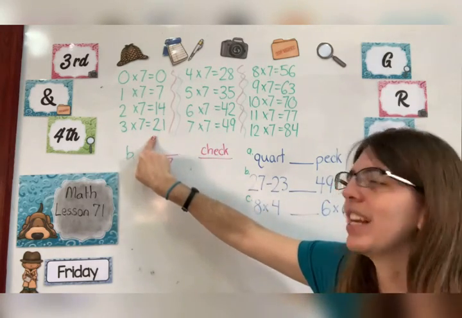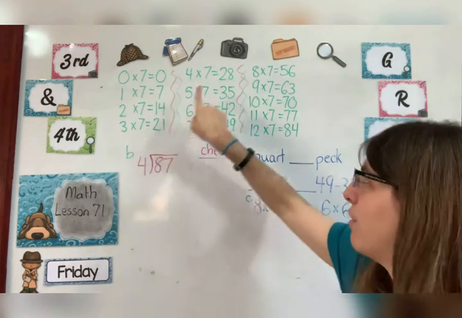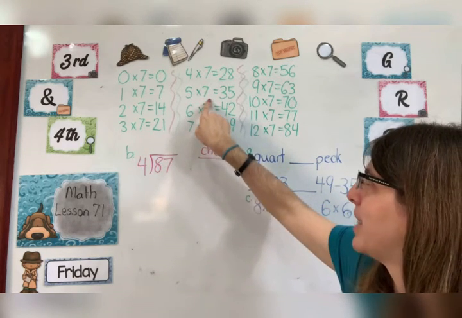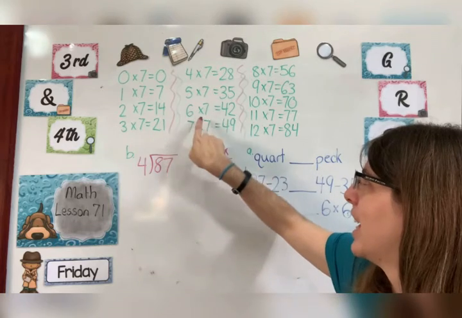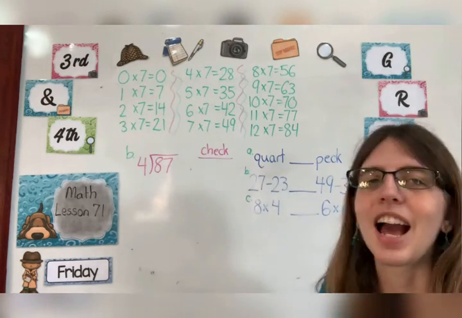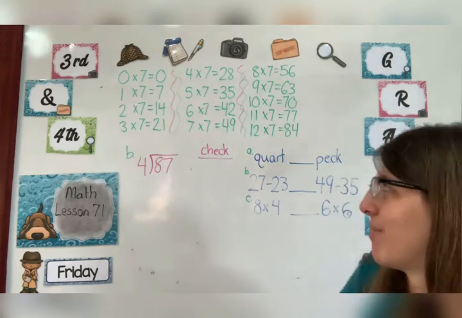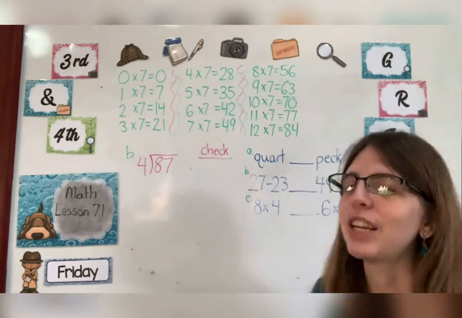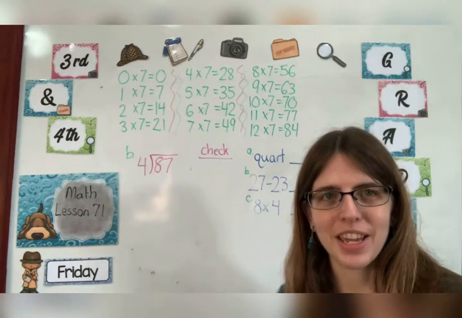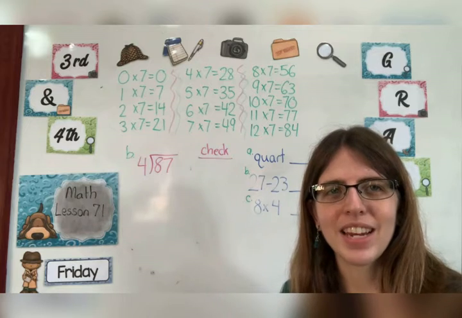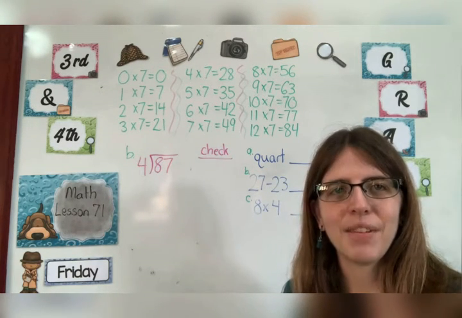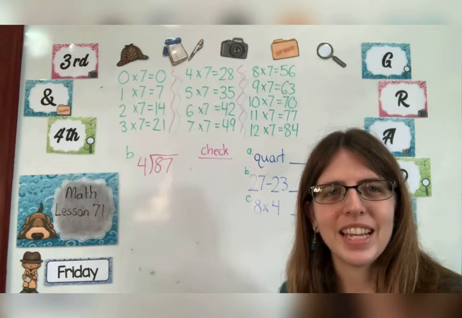3 times 7 equals 21. 4 times 7 equals 28. 5 times 7 equals 35. 6 times 7 equals 42. 7 times 7 equals 49. 8 times 7 equals 56. 9 times 7 equals 63. 10 times 7 equals 70. And 11 times 7 equals 77. 12 times 7 equals 84.